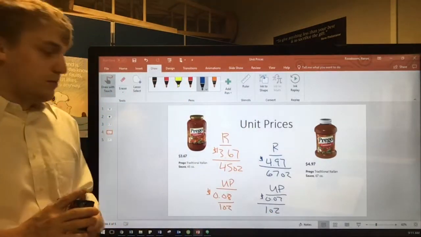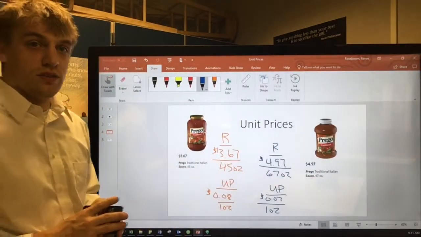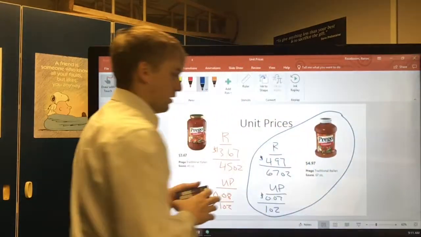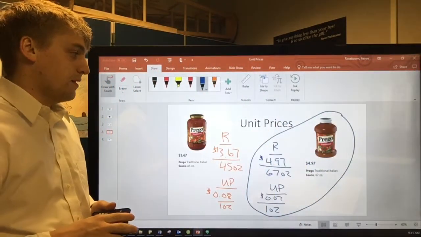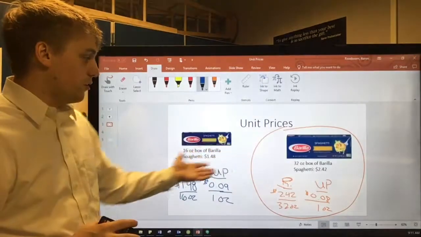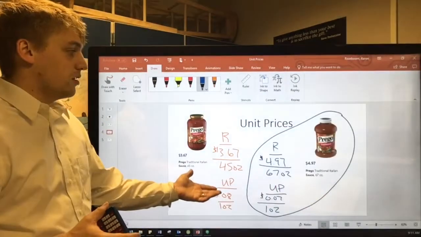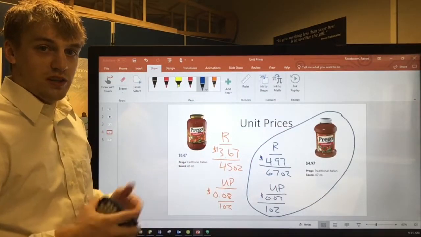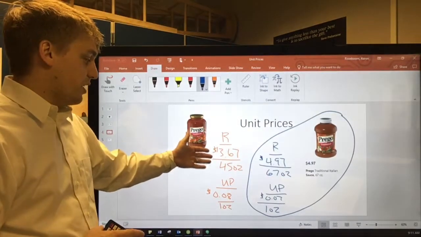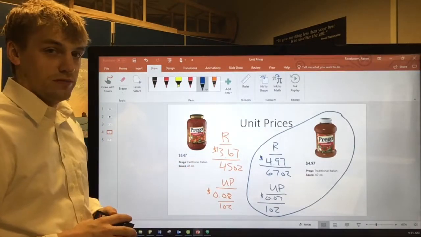So our cheaper option, this is 8 cents per ounce, this is 7 cents per ounce. So our cheaper option would be this right here. So for our spaghetti, we found the unit price and picked the cheaper option, and for the sauce, we found the unit price and picked the cheaper option. We find our rate, and then we divide the rate out to find our unit price, and then our unit price tells us which one's cheaper.